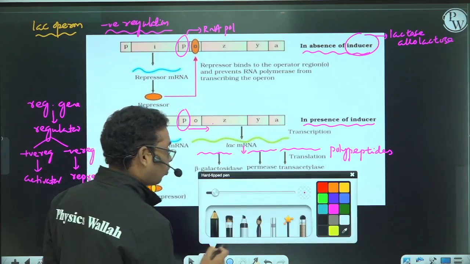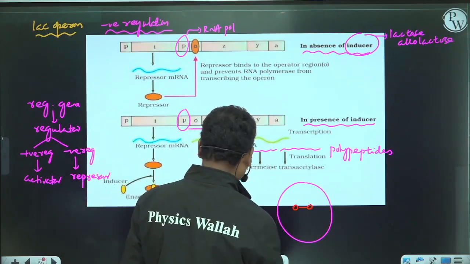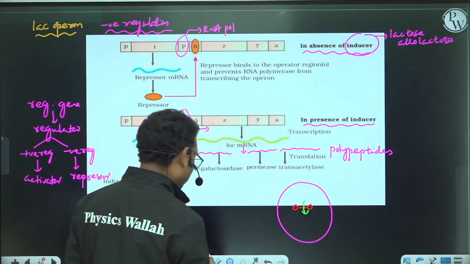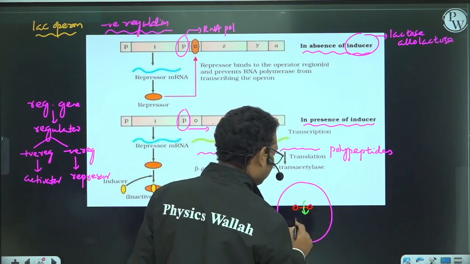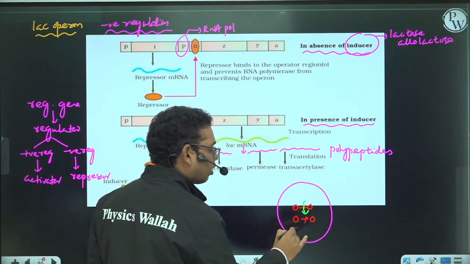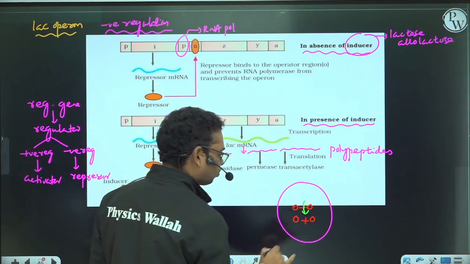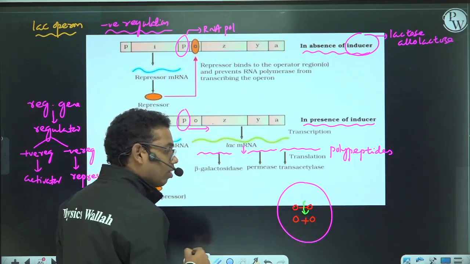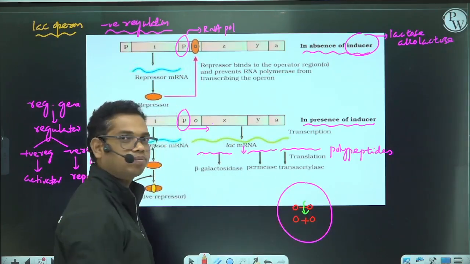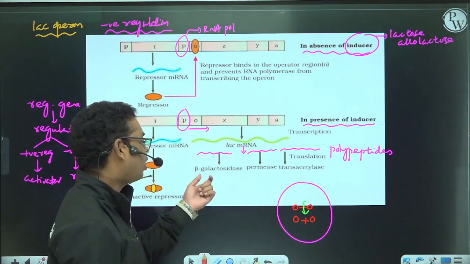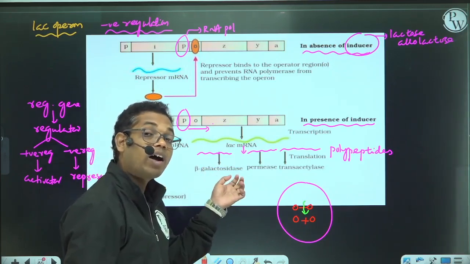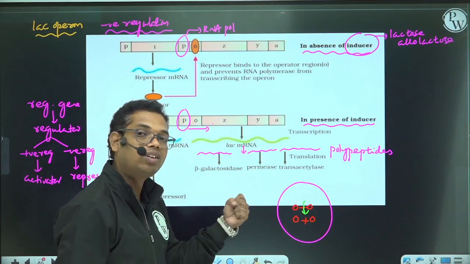What will happen? The beta galactosidase will cause the breakdown of this bond. Now this galactose and glucose will become free, and they will undergo respiration to produce ATP, and that ATP will be used for the metabolism of the cell. Okay, this is one function. What about the second function? This beta galactosidase can perform isomerization of lactose to form the allolactose.